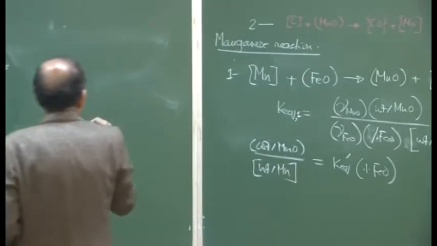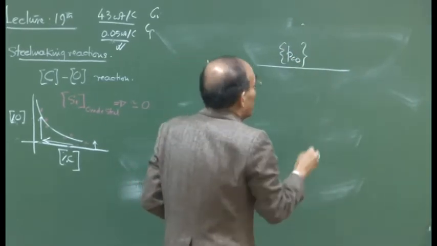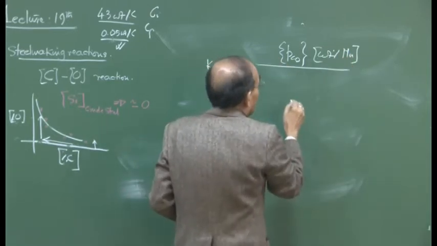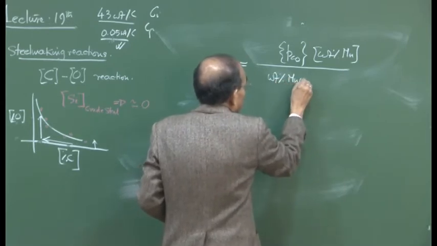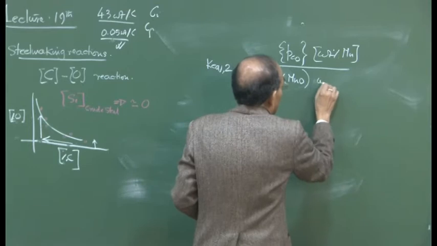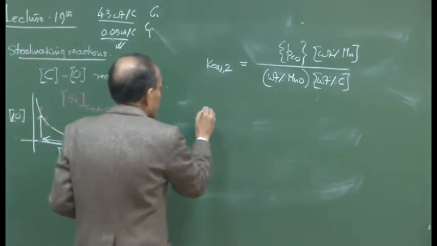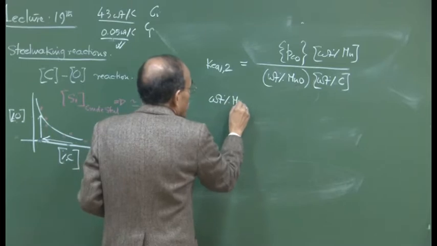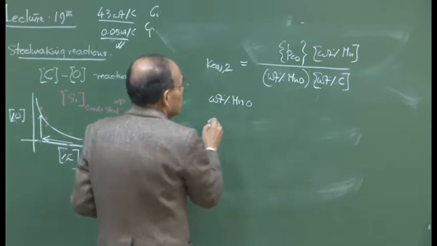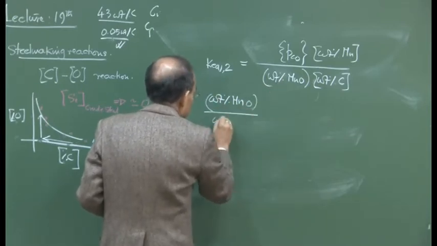Now, if we write down the equilibrium constant here, we will write down PCO, and then we have weight percentage MnO, which is in the slag, multiplied by weight percentage of carbon. Or we can say that this is weight percentage of MnO in the slag divided by weight percentage of Mn.